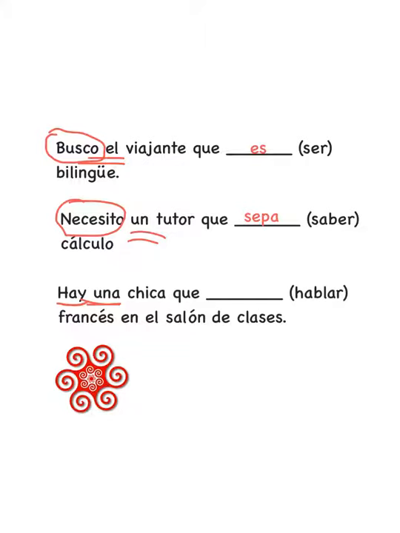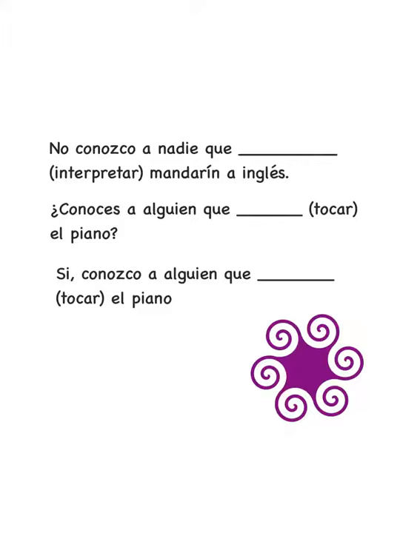So, okay. How do we conjugate it? In the indicative. Hay una chica que habla francés en el salón de clases. Okay, let's see the next sentence. No conozco a nadie que interpretar mandarín a inglés. Now, do we have any word or verb or phrase that may indicate that we might use a subjunctive? Well, yeah. We have a lot.